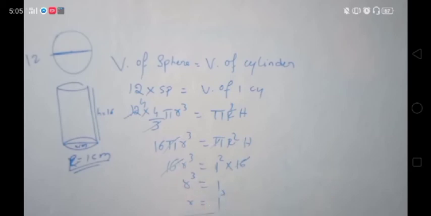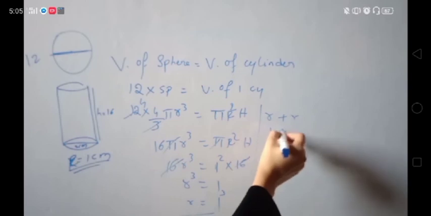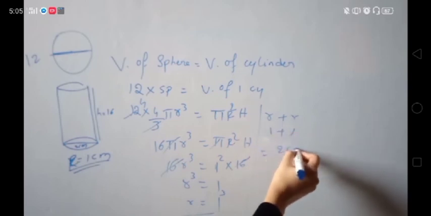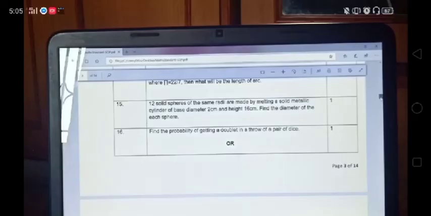R is equal to the cube root of 1, so r is 1. Now we have to find the diameter. Therefore r plus r is equal to the diameter, 1 plus 1, which is equal to 2 centimeter. The diameter of this sphere is 2 centimeter.